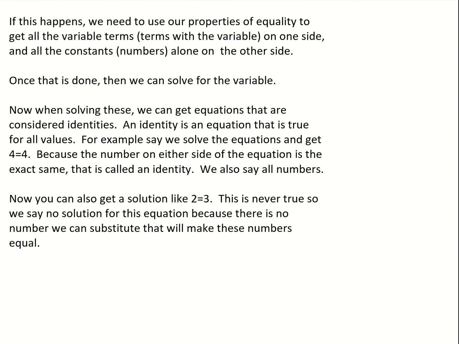Now when we're solving these, we can get things called identities. Now an identity is when you have the exact same expressions on both sides of your equation. So you can get like 4 equals 4 or 5x plus 2 equals 5x plus 2. Those are called identities because it's going to give you the exact same thing on both sides.